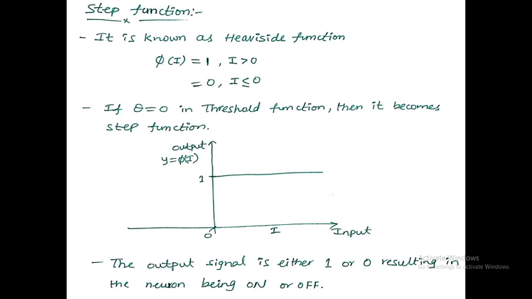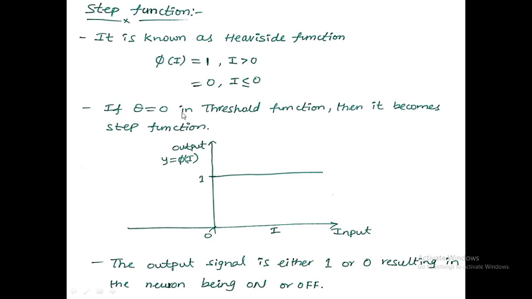Pi of I is equal to 0 if capital I is less than or equal to 0. I hope you know the step function. In this step function, if I is the input, whether pi of I is output depends on whether I is greater than 0 or less than or equal to 0. Based on that, you are getting the activation function output value here.